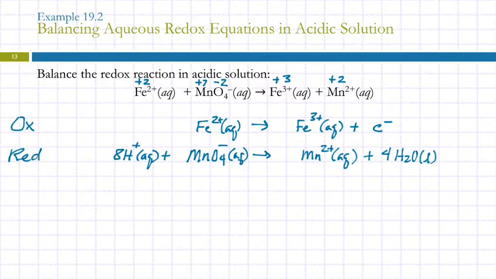And do your math carefully here. So over here I've got positive 2. Here I've got positive 8 and a negative 1. So I've got positive 7 over here. I need to get that down to positive 2. I need 5 electrons. And go in there and double check it. I mean, do the math on your calculator if you need to. There's no shame in that.